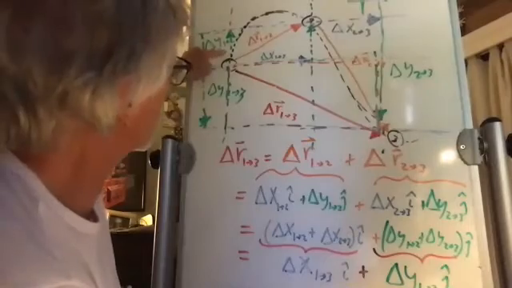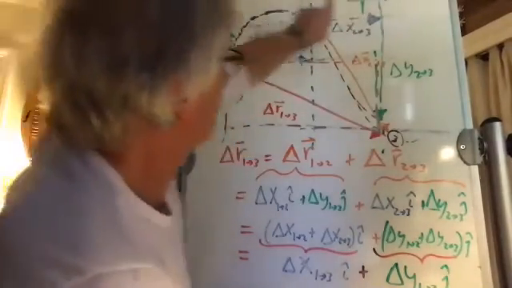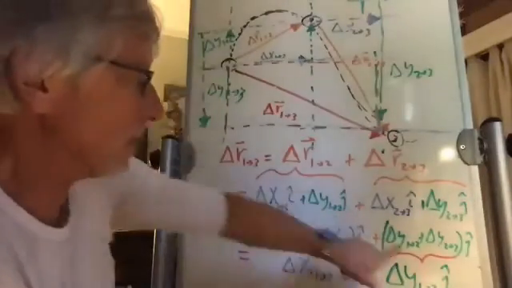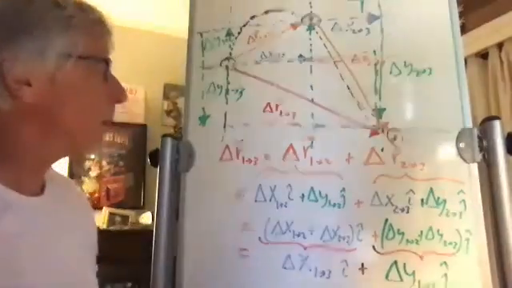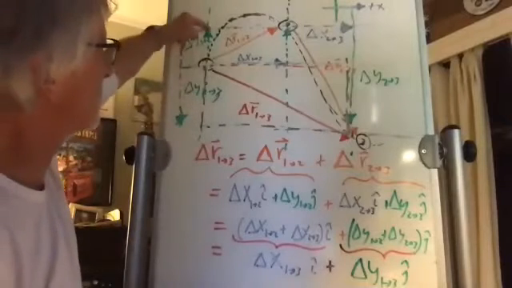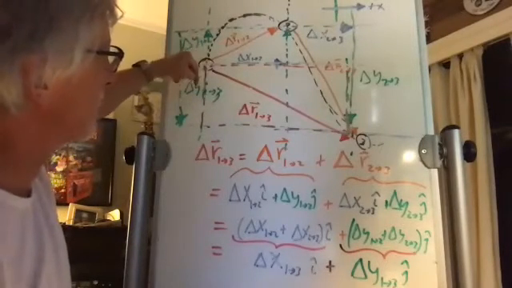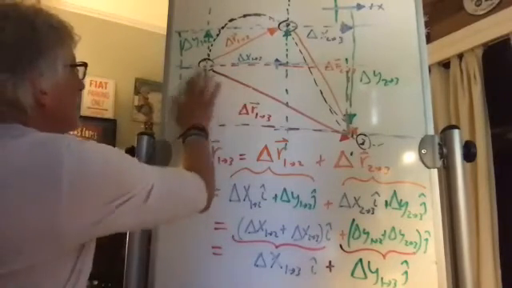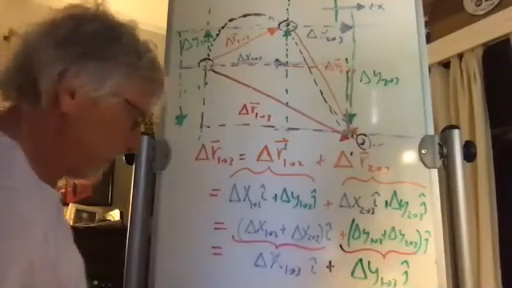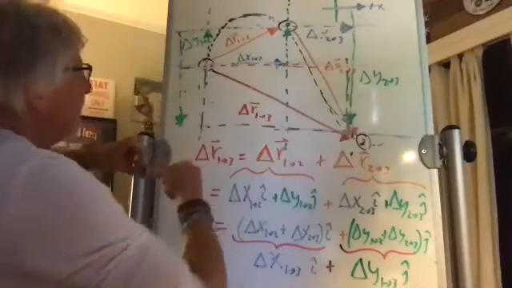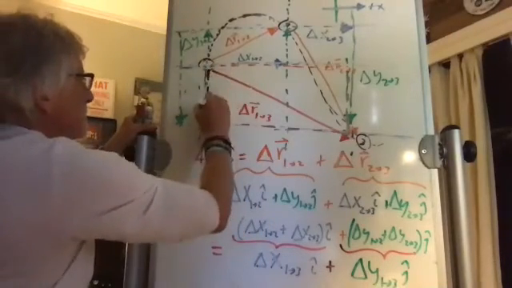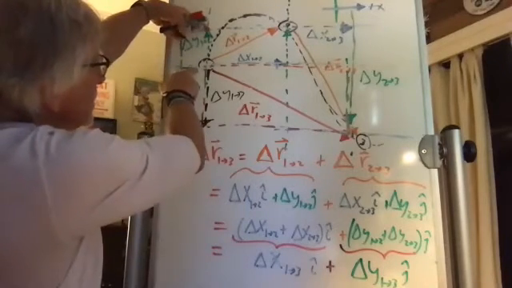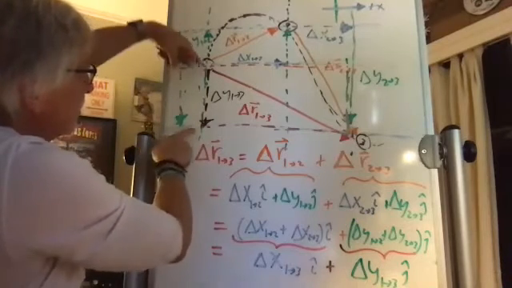Notice that delta y 1 to 2 is positive, but delta y 2 to 3 is negative. The difference between those two is my delta y from 1 to 3. Now it's really getting messy, right? This is 1 to 3. Delta y 1 to 3 is positive this plus negative this, which ends up being this.